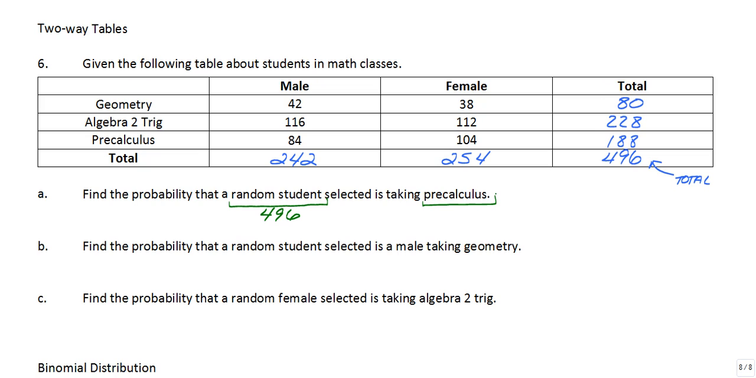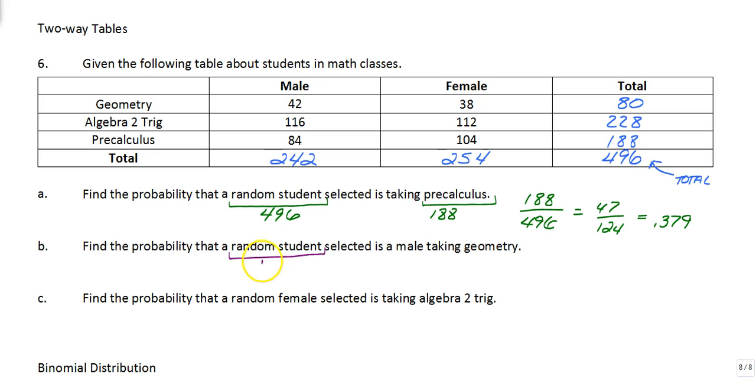That is 188. So to come up with the probability, it's just how many students are in pre-calc divided by the total number of students, which is 496. And then you can write your answer as a reduced fraction of 47 over 124, or a decimal, which would be 0.379.